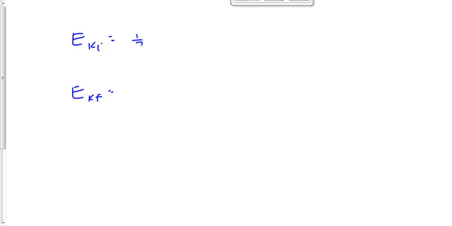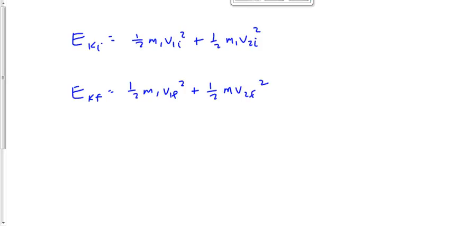EKI will be 1/2 M1 V1I squared plus, depends on how many objects you have, right? EKF could be 1/2 M VF squared if they stick together, although if they stick together, you already know that it's inelastic, right? If they bounce apart, then you're probably going to do 1/2 M1 V1F squared plus 1/2 M2 V2F squared and get those two kinetic energies. If they happen to be equal, then good, it's elastic. If you've lost kinetic energy, then it's inelastic. It's as simple as that.